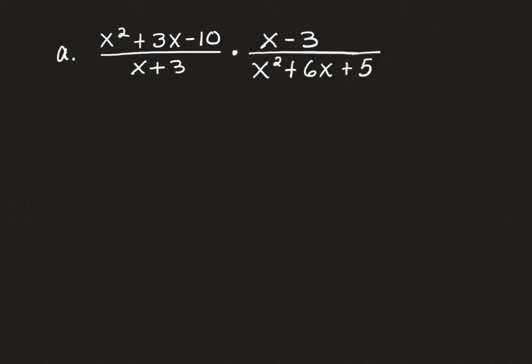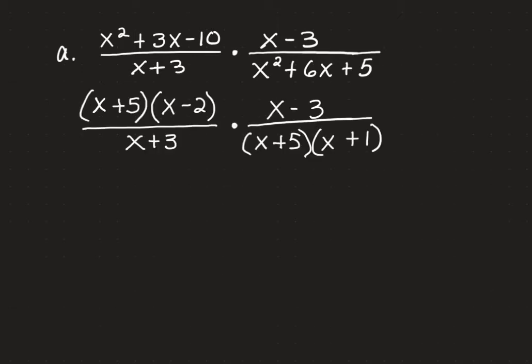Let's start with this slightly simpler multiplication of two rational expressions. I start by looking to see if I have any common factors that are readily apparent. Well, I don't see any right away, but I'm going to factor as much as I can anyways to see if then I can see the common factors.